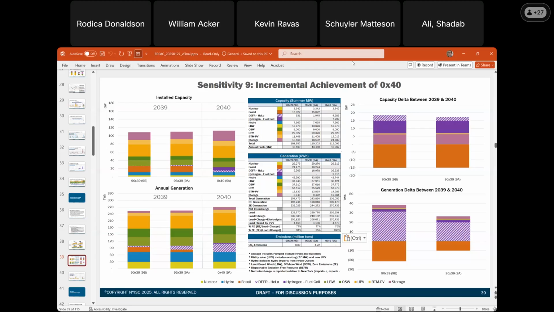And so that's showing that to get from 90 to 95, we're relying on basically 1 additional gigawatt of baseload resource. But to get that last 5% requires batteries and DEFERs and all sorts of other things all around the state. So I just wanted to clarify what the slide was showing.